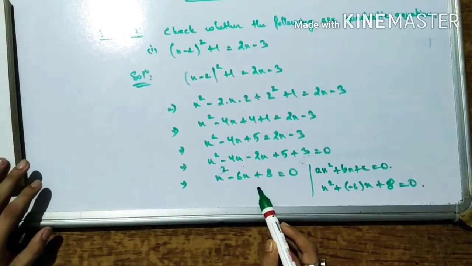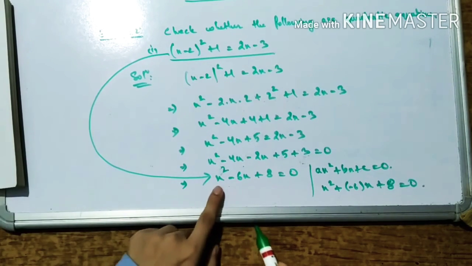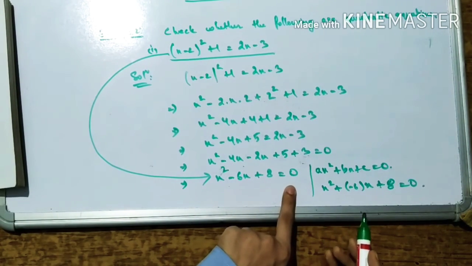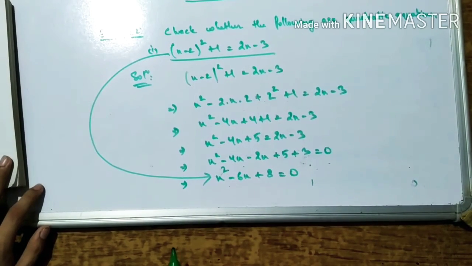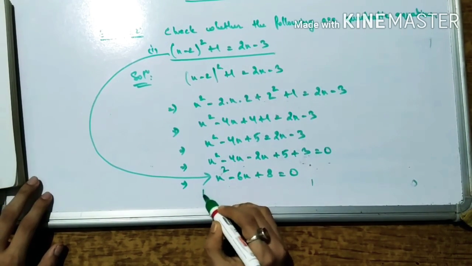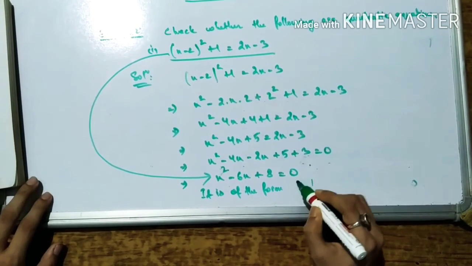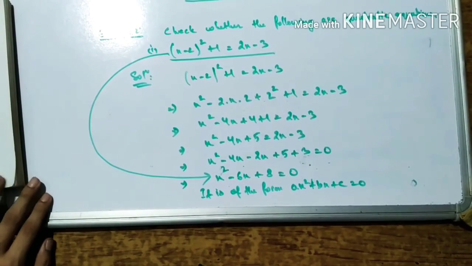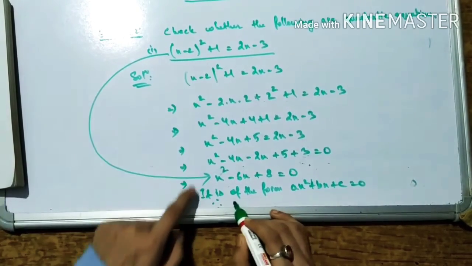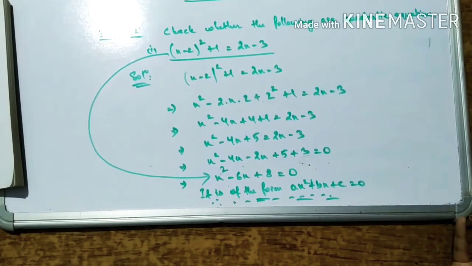You see, this whole equation I solved and brought it in the form of ax square plus bx plus c is equal to 0. Understand? So therefore I can write that it is of the form ax square plus bx plus c is equal to 0. Therefore, the given equation is a quadratic equation. That one you can write down: the given equation is a quadratic equation.